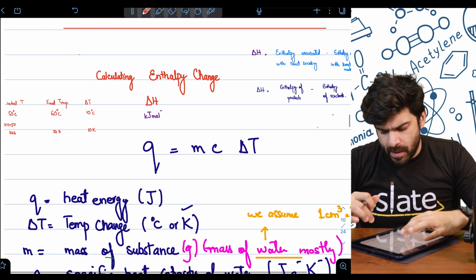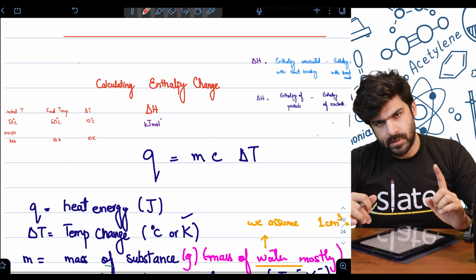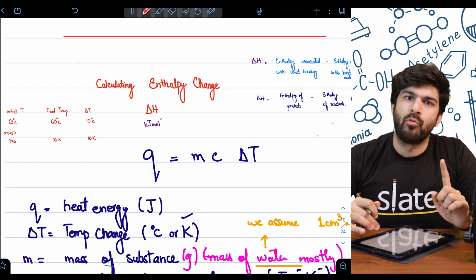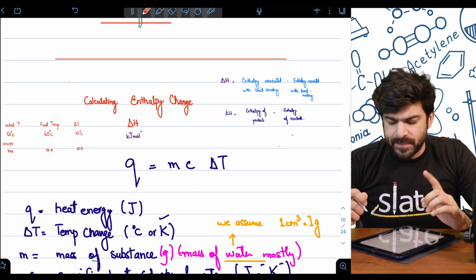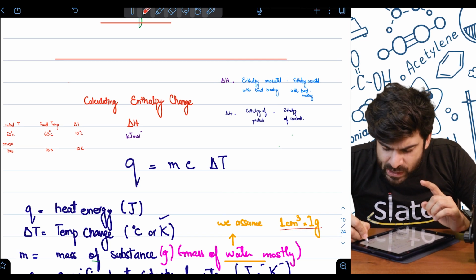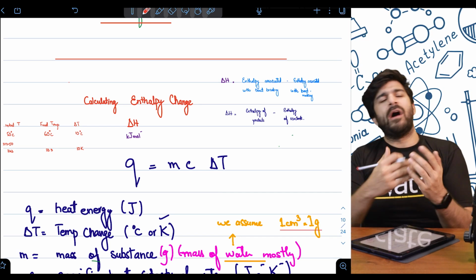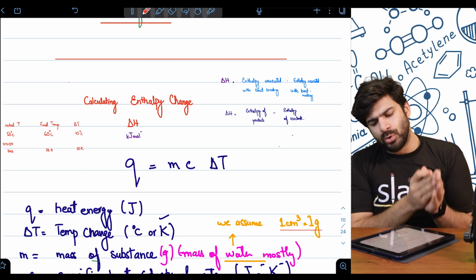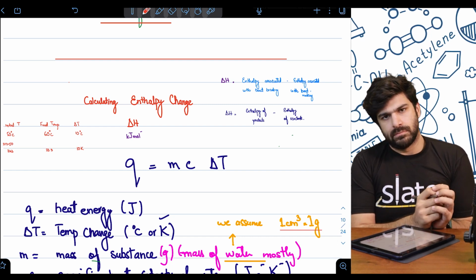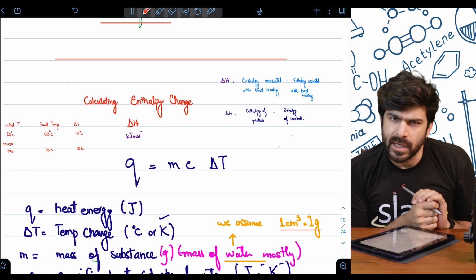Now the important part, mass of the substance. Here we talk about mass of water. And in the case of water, you have to assume that 1 centimeter cubed equals 1 gram. So you have the volume of water, you use it in grams. You assume that 1 cm³ is 1 gram.